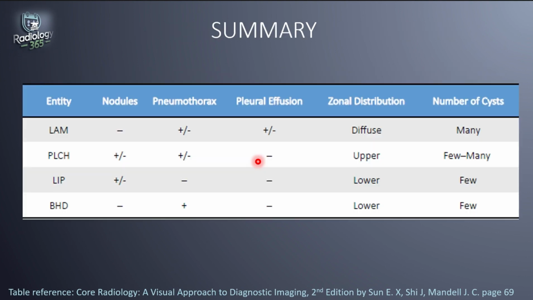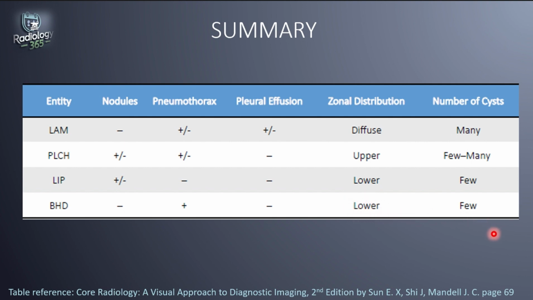So to summarize, this table shows a brief summary of the characteristics of the cystic lung lesions that we have spoken of. In lymphangioleiomyomatosis, it's diffuse in distribution and you have many thin-walled regular cysts. In pulmonary Langerhans cell histiocytosis, it's mainly upper lobe distribution, but it also has nodules. It may cause pneumothorax, and the cysts are not as many as in lymphangioleiomyomatosis. In lymphoid interstitial pneumonia, it's lower lobe predominant, just like most of the other interstitial lung diseases. It also has nodules, and the number of cysts is not that many. In Birt-Hogg-Dubé syndrome, also lower lobe predominant and has few cysts.